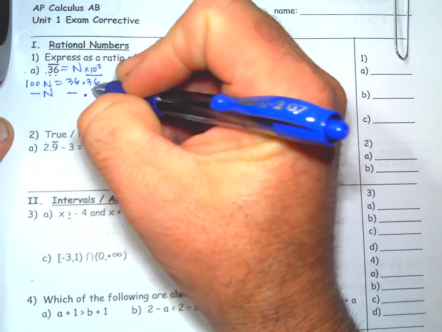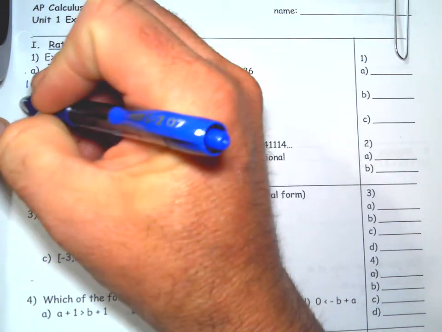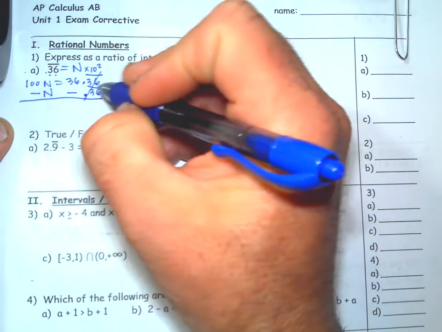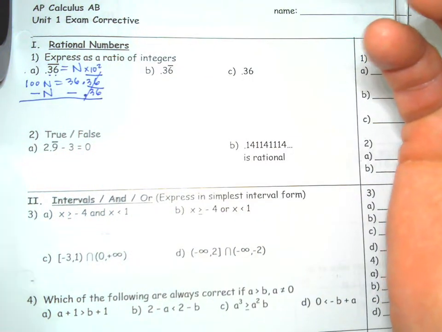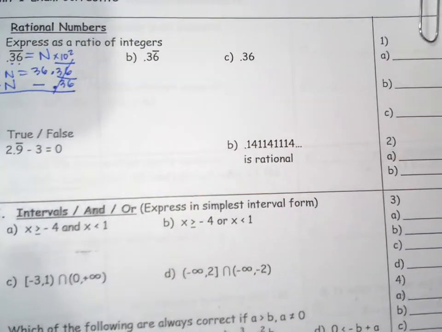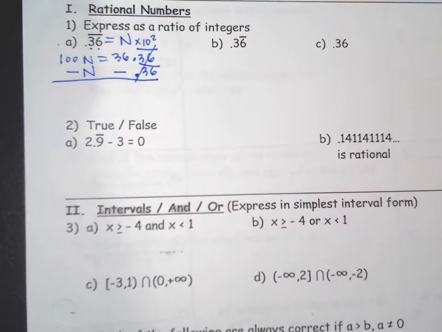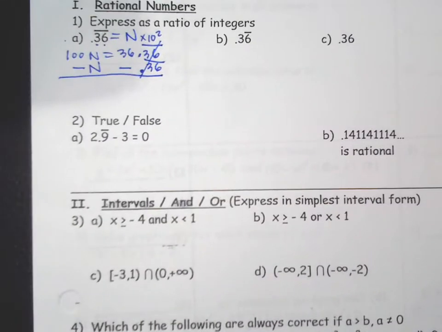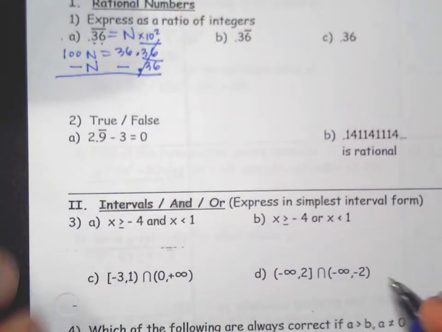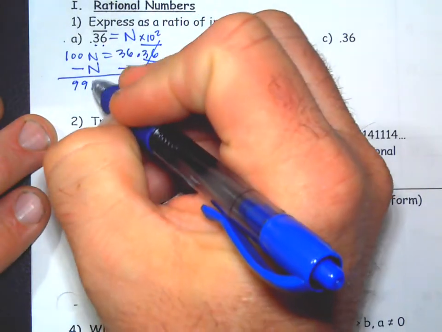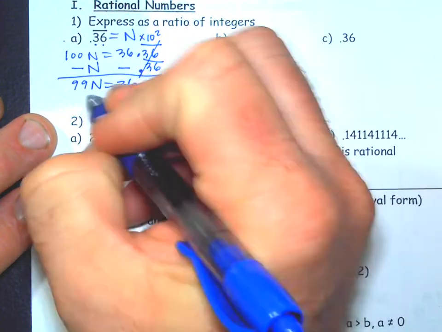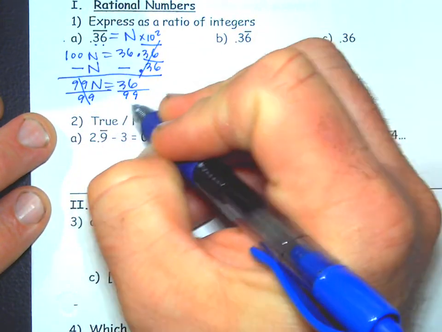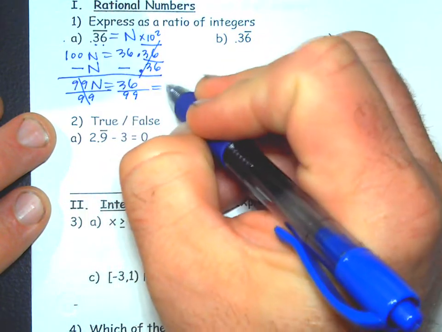You're going to subtract n from both sides. It should line perfectly up the repeating parts so they cancel out. You might have some decimals left over. If these don't line up right, then something's wrong. Okay, so we're going to get 99n equals 36. I'm going to divide both sides by 99. And I'm fine with that being your final answer on the test.